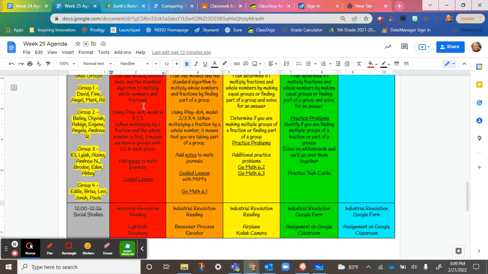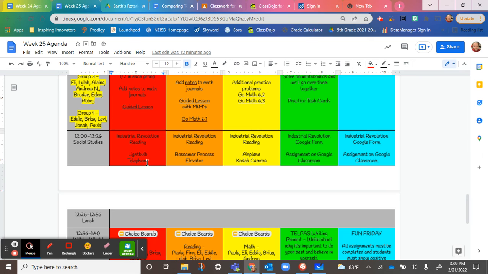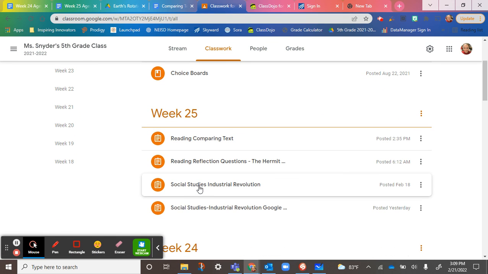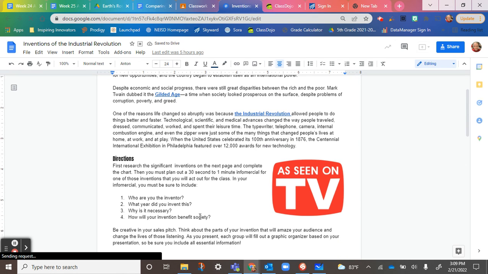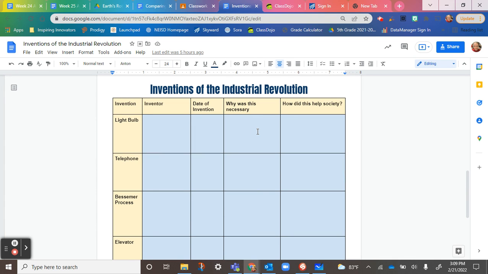We got off the Play-Doh, and we were building some of the models to represent them. And then in social studies, this right here, we went over in Google Classroom. There is, I think it's this, yeah, this one here. So the reading I have in class, and so you can read this top part, and we started filling in this information here. So we were looking at inventions of the Industrial Revolution, and we filled in the first two on light bulb and telephone.